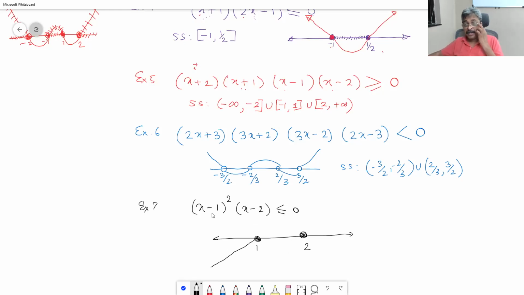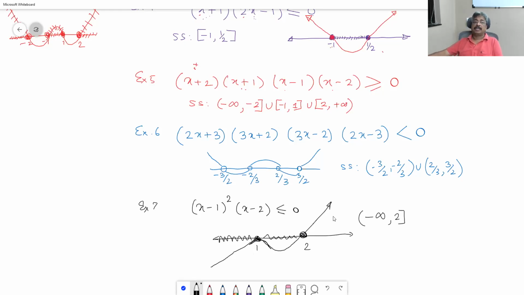And this is a repeated root. So the curve is going to be tangent at this point. It is going to be tangent to the x-axis because x is equal to 1. At that point, the graph is going to be tangent. Then it will move like this. Okay. So you want less than values, therefore all these values are available, including 1. Therefore solution set is minus infinity to 2.